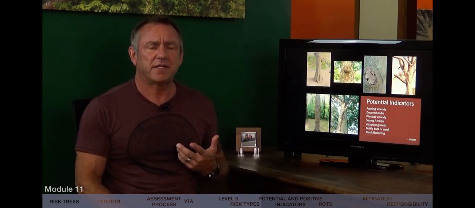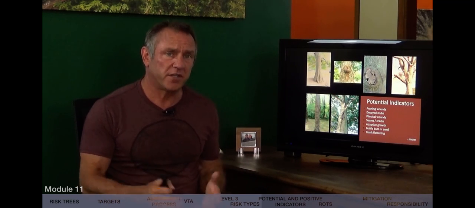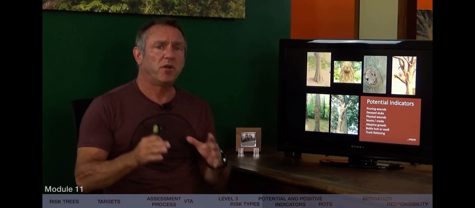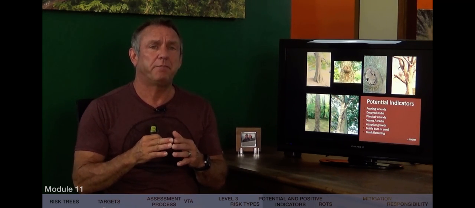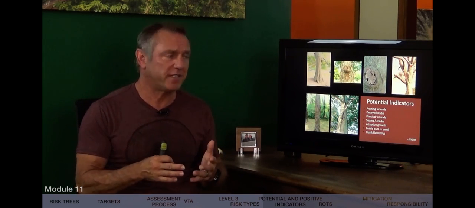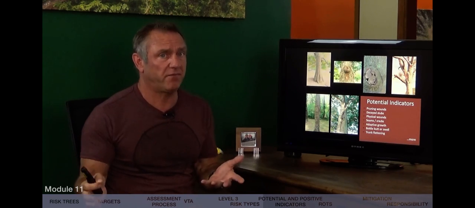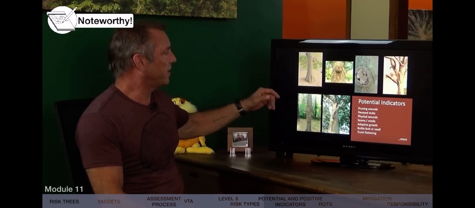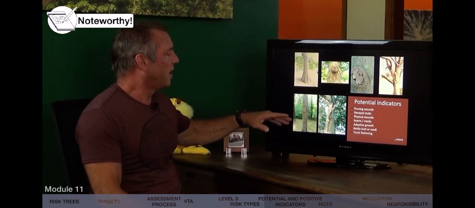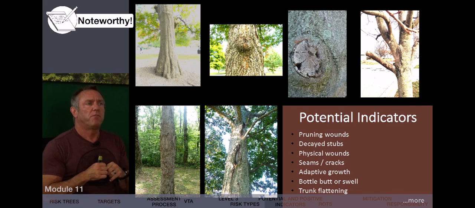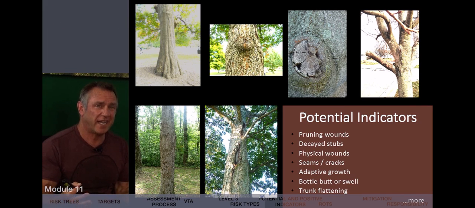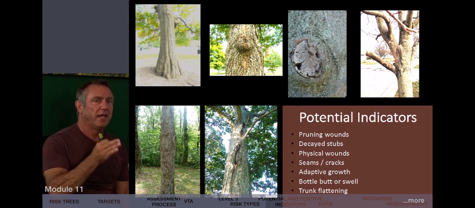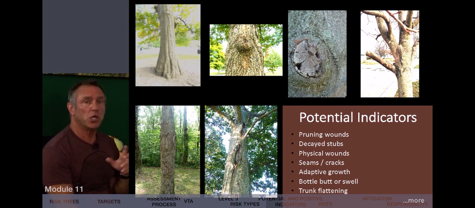When we're talking about decay, which is one of the most important conditions of concern affecting likelihood of failure, you want to make sure you understand the difference between potential and positive indicators. This will be on your examination. So what we want to look for as far as potential indicators are things that could reveal potential decay, but may not necessarily be. But again, it's an indicator that it could be there.